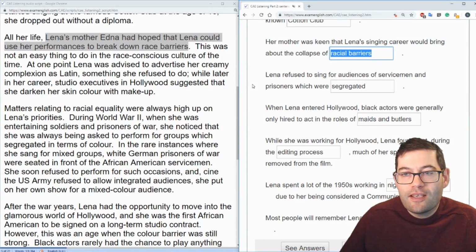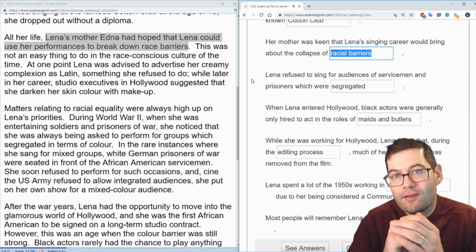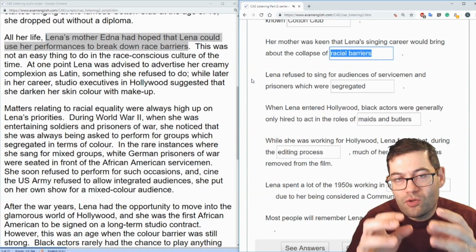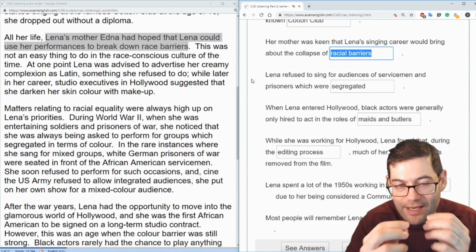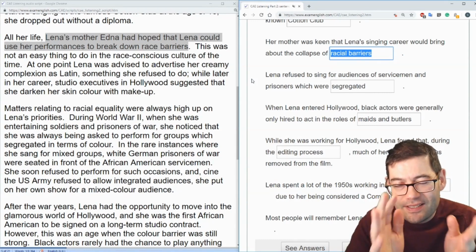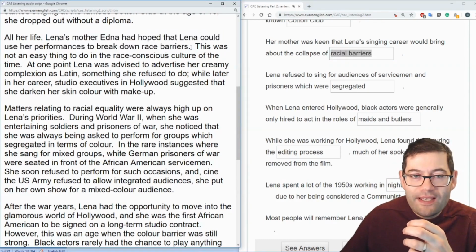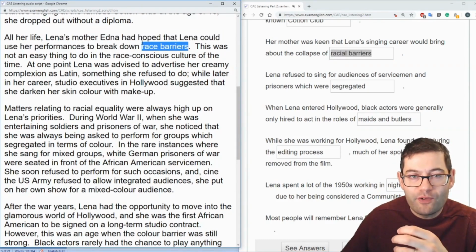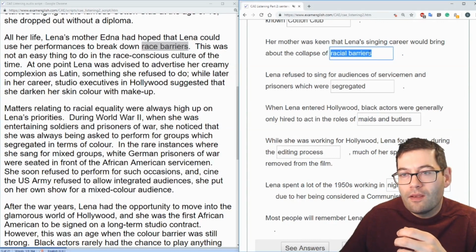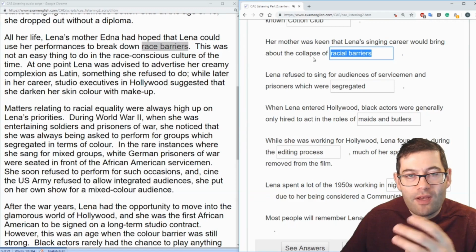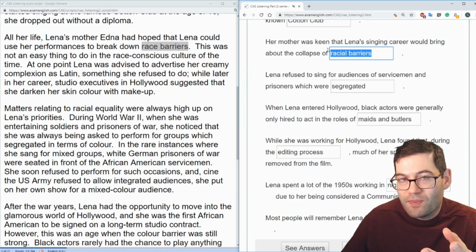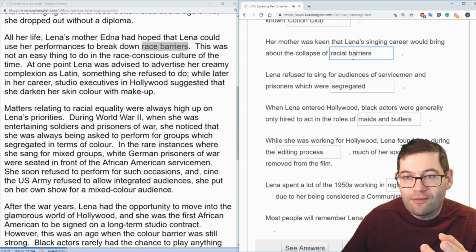Now, here, I go back to what I said about making sure that your answer is grammatically correct. And this is a tough example, let's say, because race barriers is a noun phrase. In the answer, we can't use, or rather it suggests that we don't use race barriers, but we use an adjective followed by a noun.